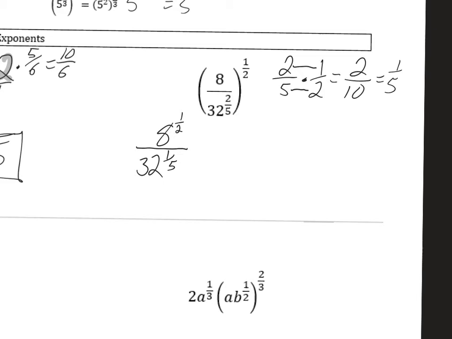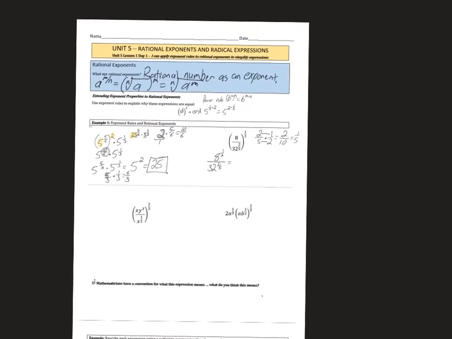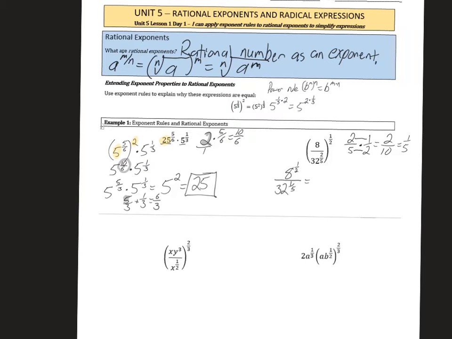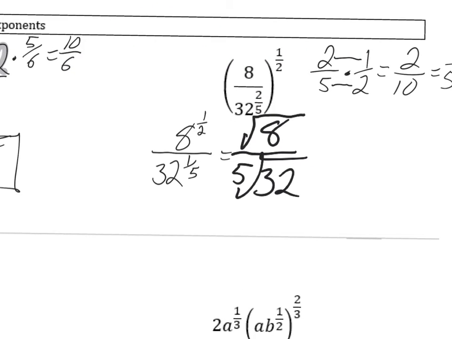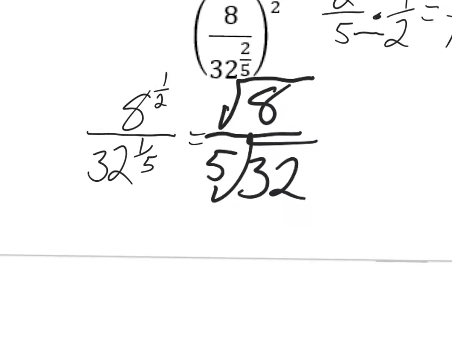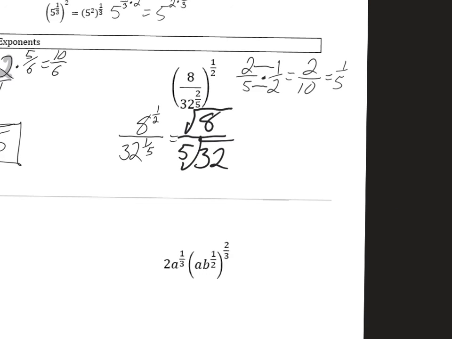Okay, now, an interesting thing about this, 8 to the 1/2, so thinking back to the very beginning, it says we put the bottom number as our root. So we have the square root of 8 over the 5th root of 32. And then you can put ones, we don't need ones though. Okay, so now it seems like we are simplifying radicals.